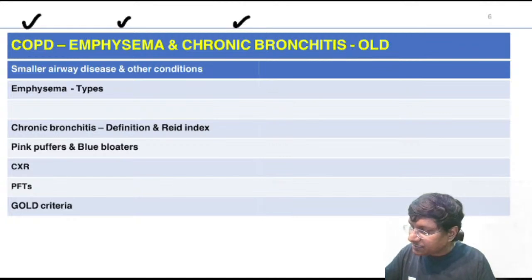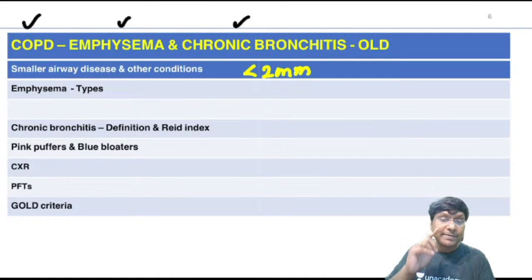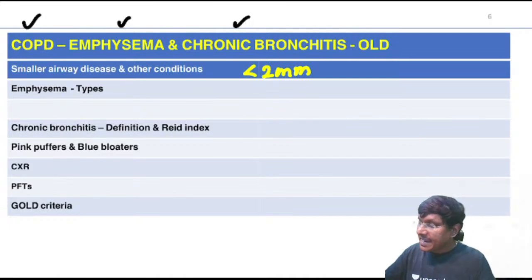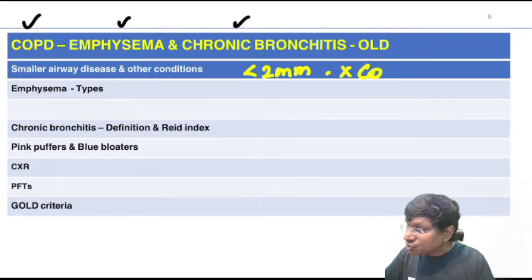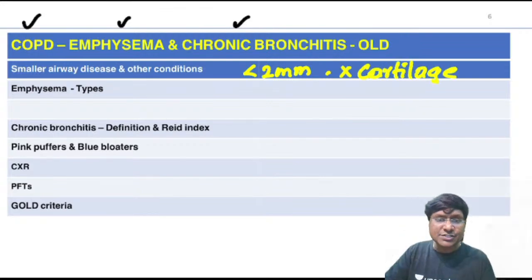Now, what do you mean by the word smaller airways? Smaller airways means the internal diameter should be less than 2 mm, and there should be absence of the cartilage, that is, absence of the C-shaped cartilaginous rings.